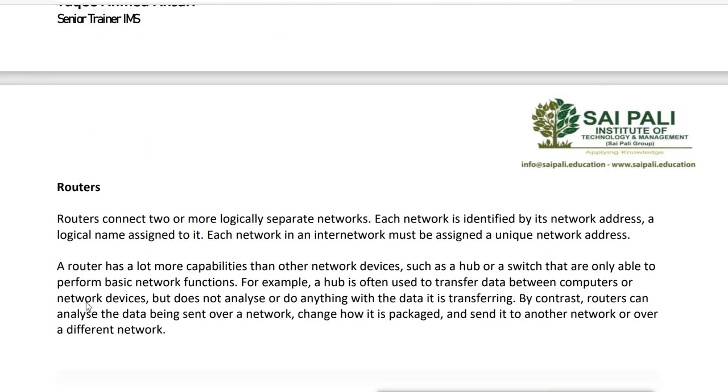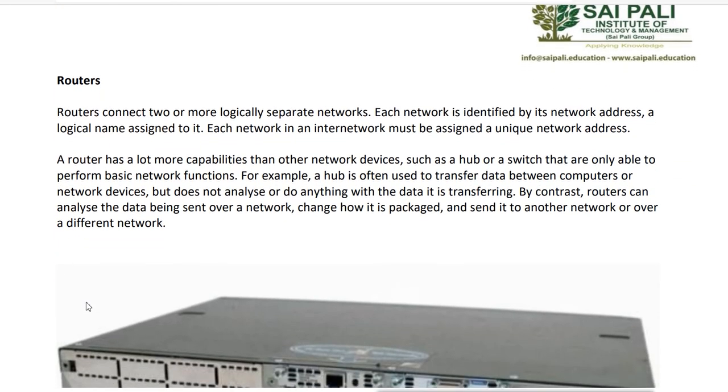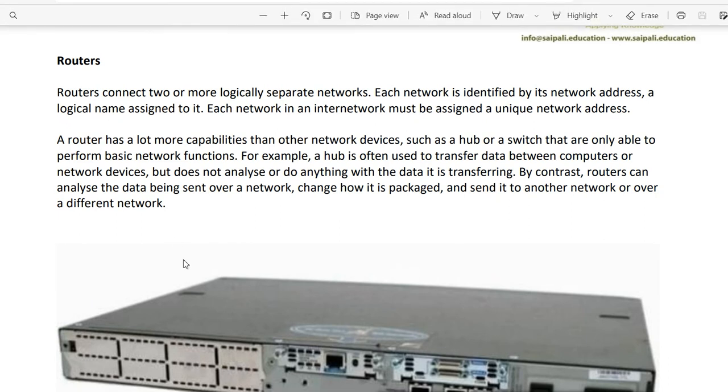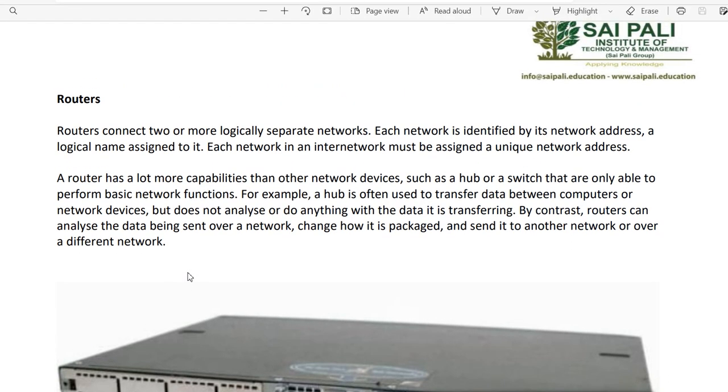Then we have routers. Routers connect two or more logically separate networks, logically separate like divided by IP network. Each network is identified by its network address and a logical name assigned to it. So network addresses, that is the IP addresses. Each network in an internetwork must be assigned a unique network address. And a router has a lot more capabilities than other network devices such as a hub or switch that are only able to perform basic network functions.